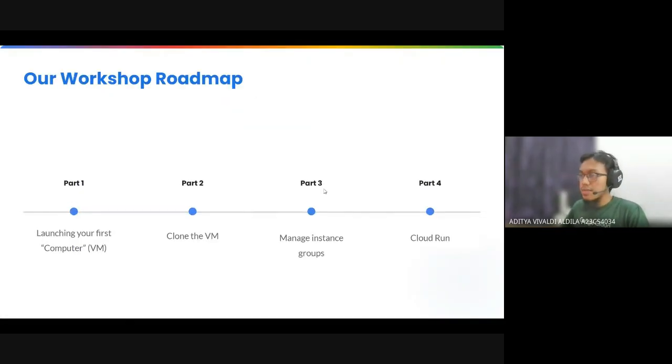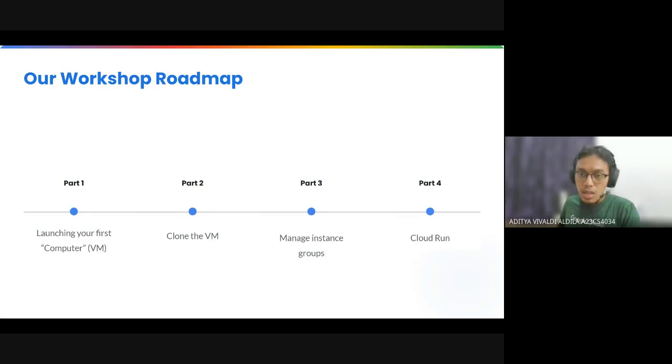Okay, now this is what our workshop will be, right? So we will first launch our computer. We launch the VM. We rent the computer. We put the program in, and after that we clone it, which means let's say we want to run another computer, but it has the same program, so we don't have to put the program in again. And managed instance group, we'll discuss later, and what Cloud Run is.